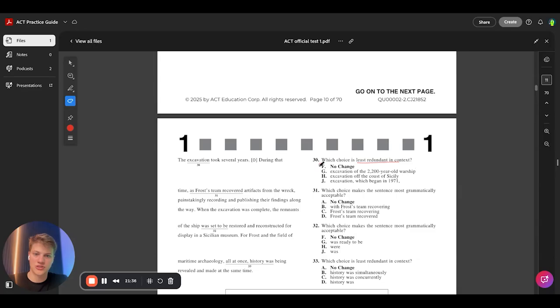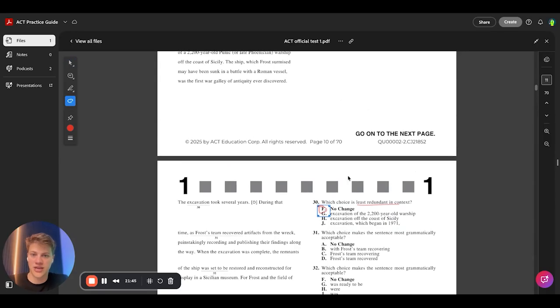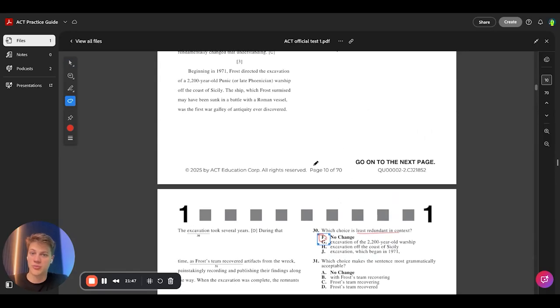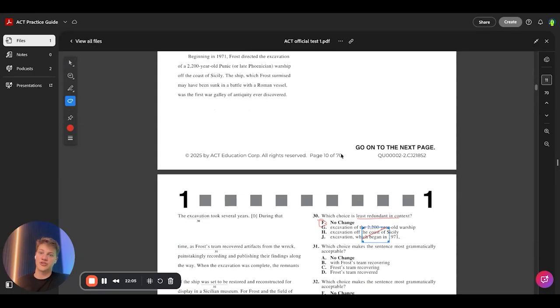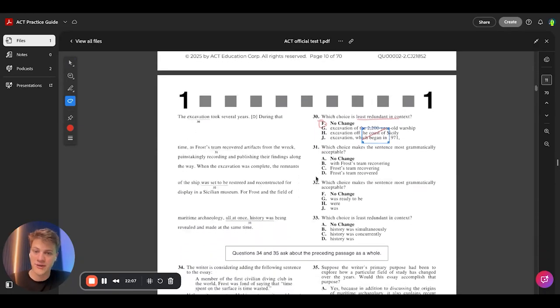Typically, the correct answer on these questions is just going to be the shortest answer, which it is on this one, which is F, just the word excavation. But G, H, and J are all redundant, okay? And we know that because we've read the entire passage. So if you skipped the first few sentences before you answered question 30, you wouldn't realize that we already heard about a 2,200-year-old warship. We already heard that it was off the coast of Sicily, and we already heard that the dig began in 1971. So those are all redundant. They all repeat information that we already know because we already read it.